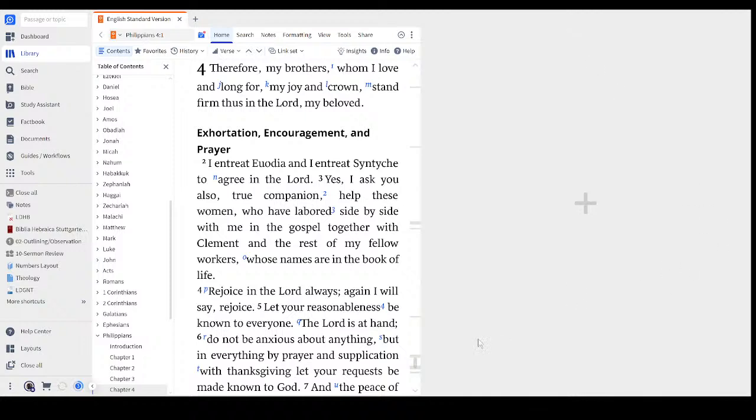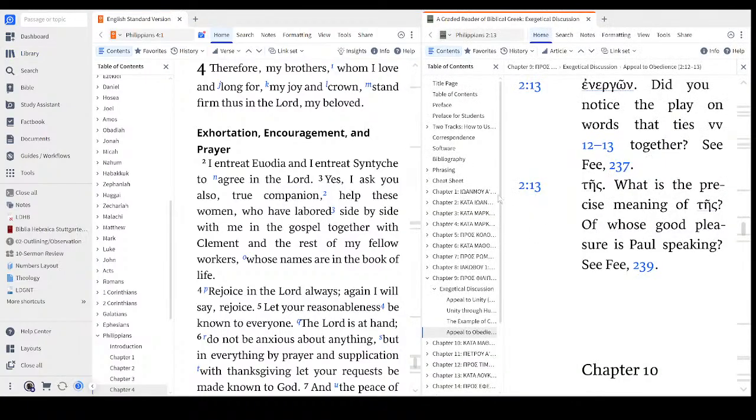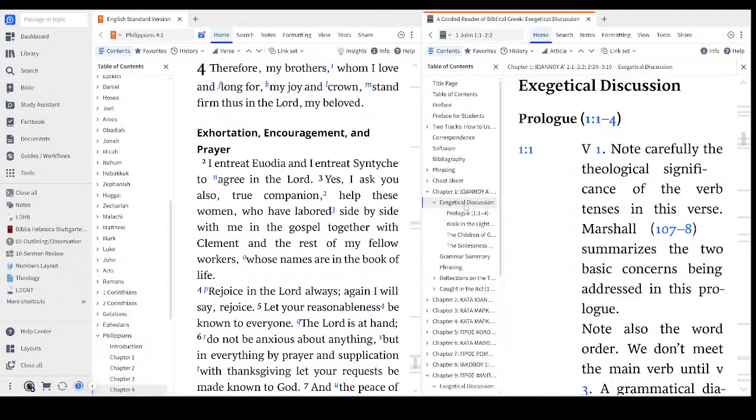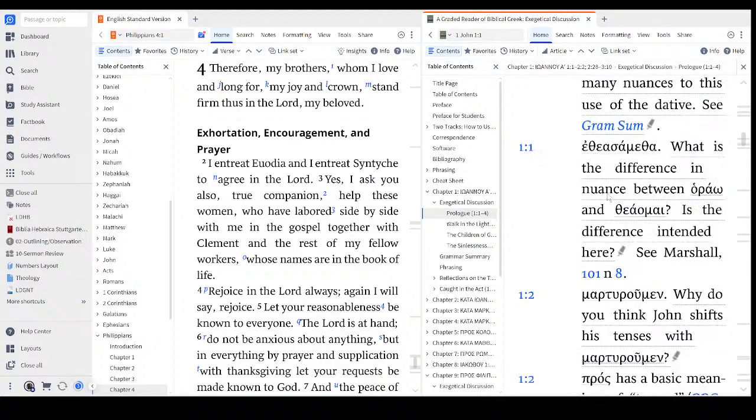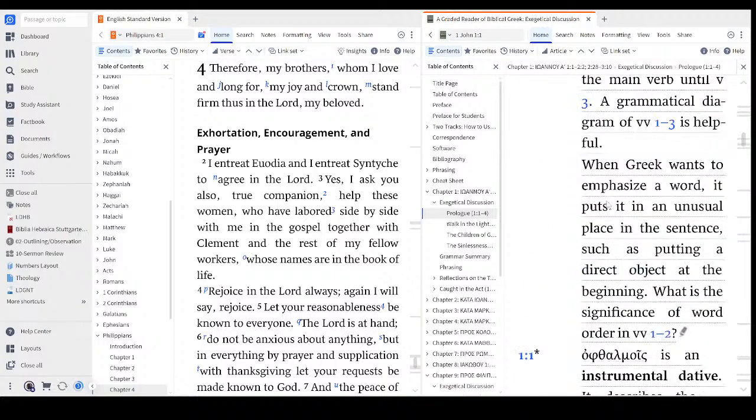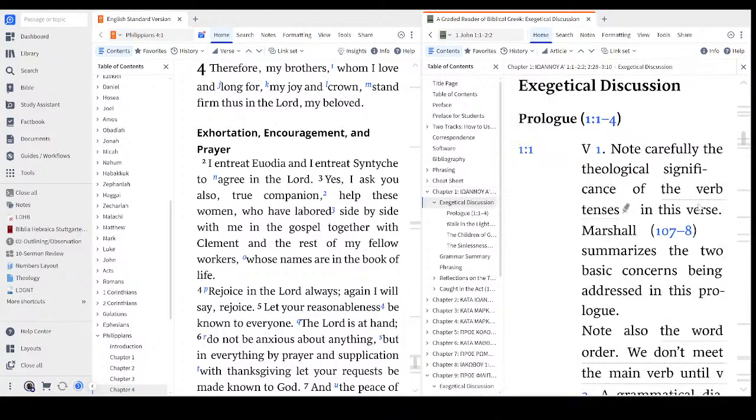And just to point out, like this right here, A Graded Reader of Biblical Greek. Just for the comments alone, let me pull this up. Just on the comments alone it is worth its weight. It's got a lot of comments about Greek. If you do a lot of diagramming, phrasing, anything dealing with syntax, this is exactly what you want.